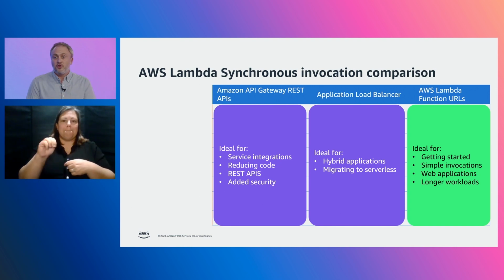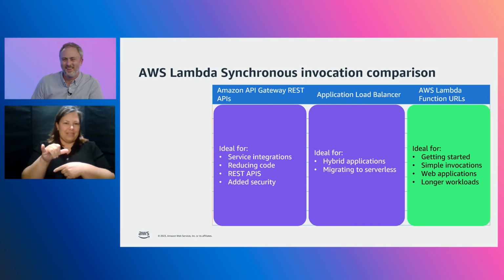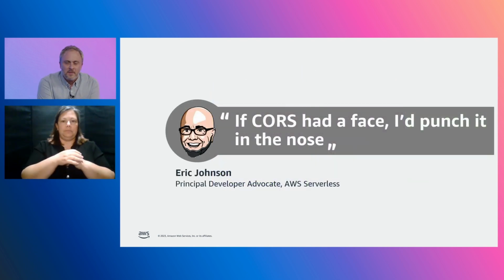Then you have Lambda function URLs, which are ideal for getting started because they're so simple to use. Simple invocations, I think they're great for. Web applications are also ideal. And of course, longer running workloads, thanks Eric, because you have that 15-minute timeout.